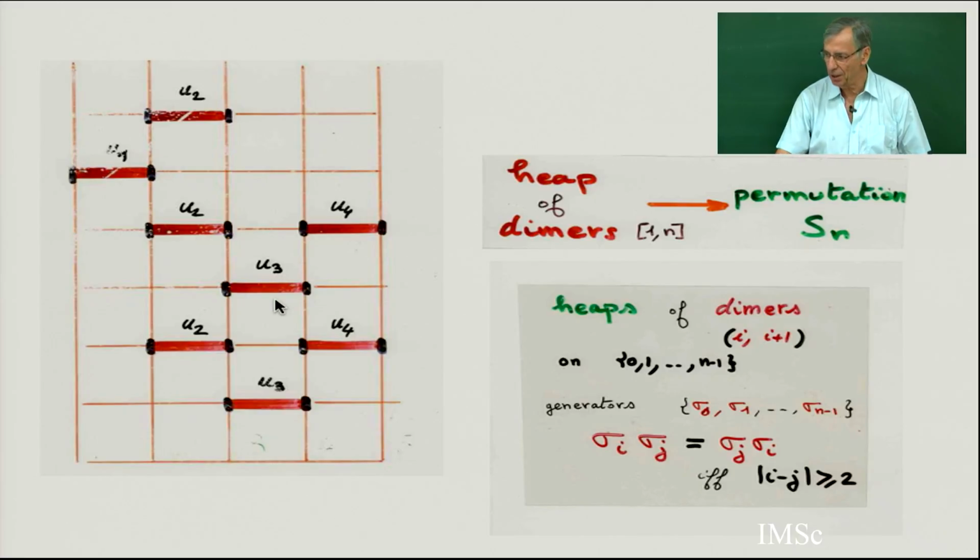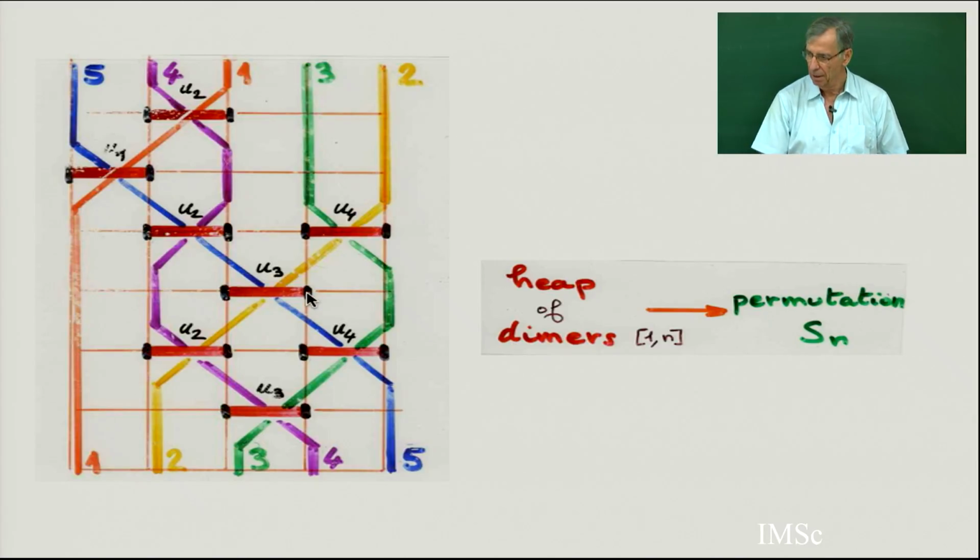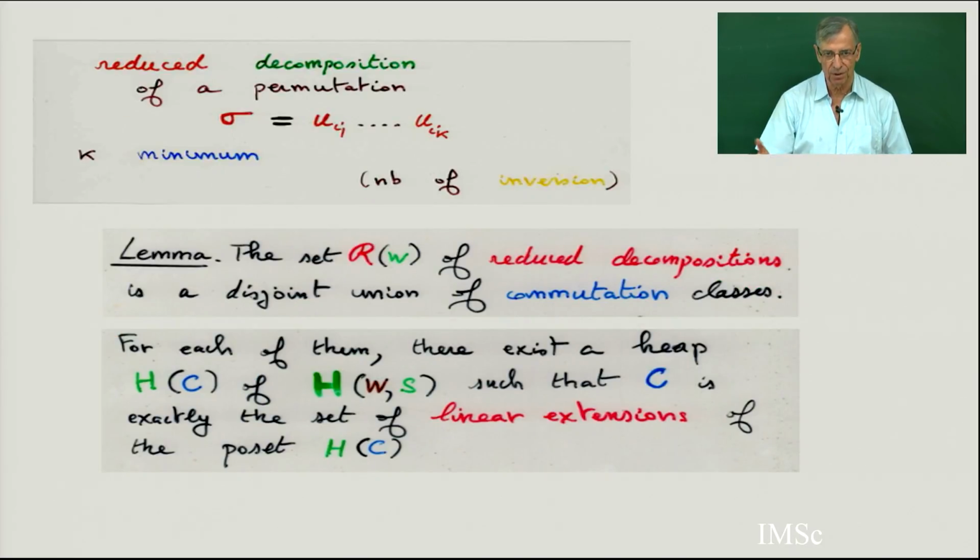And the third relation, the braid relation, is a relation on heaps to heaps. So to any heap, you can associate a permutation where the dimers become generators of the symmetric group. We have the notion of reduced decomposition of a permutation, when the product of these generators is of minimum length.